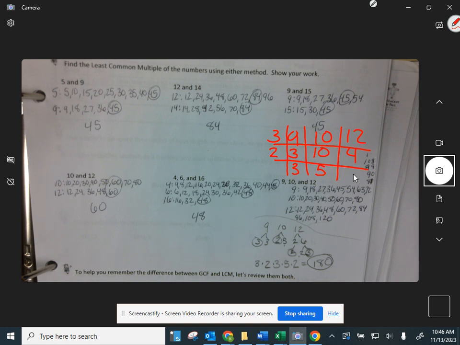We can divide 10 by 2 and get 5. We can divide 4 by 2 and get 2. Those are all primes, so then I go back and I multiply all of my primes together and I make that L shape for the least common multiple. And if I multiply 3 times 2, I get 6. 6 times 3, I get 18. 5 times 2 is 10. 18 times 10 gives me that 180.